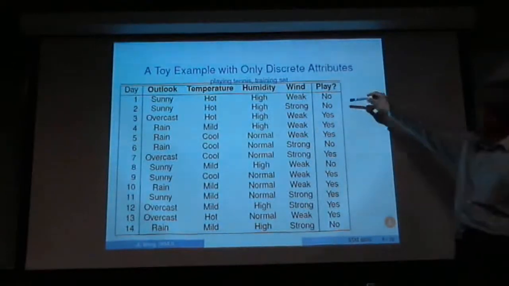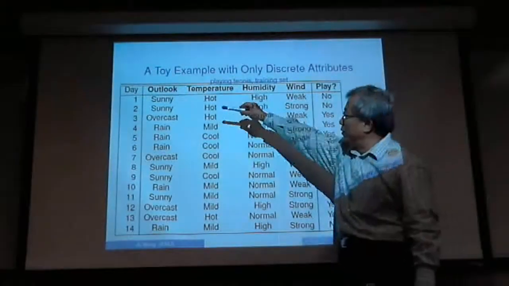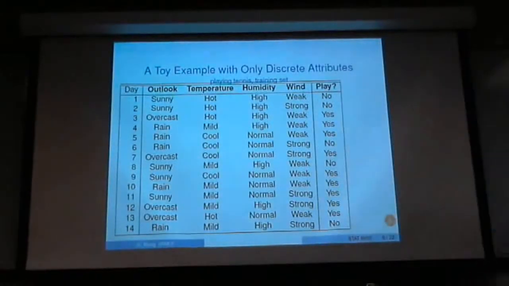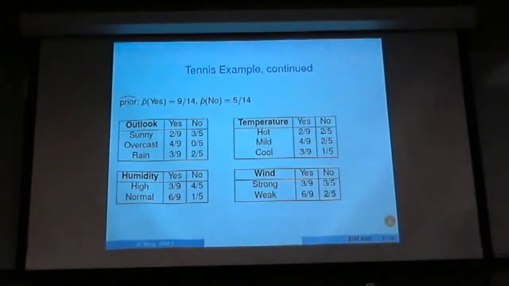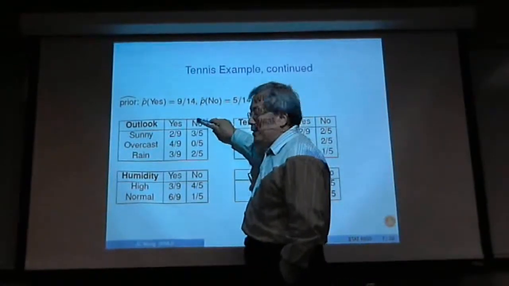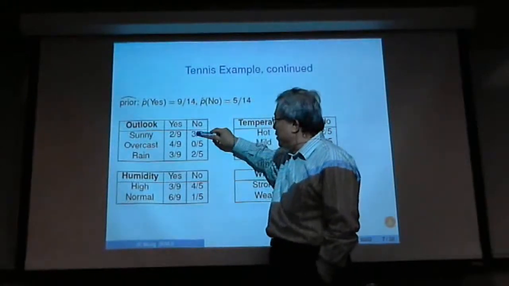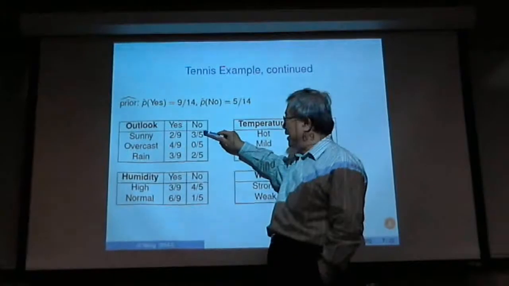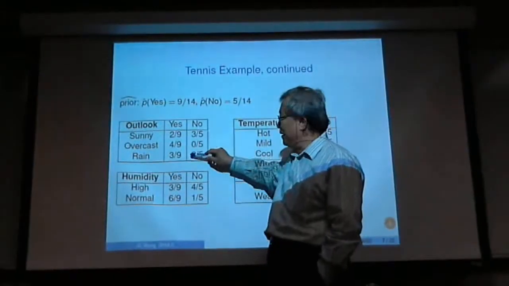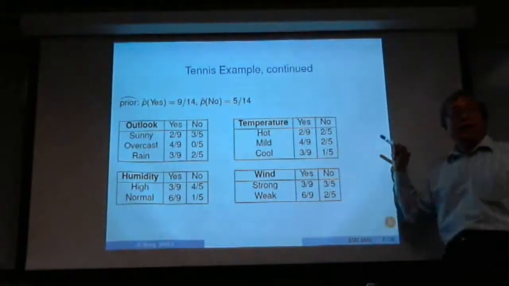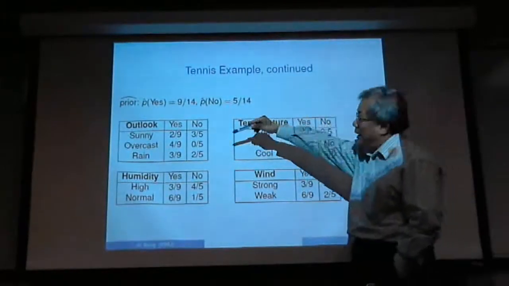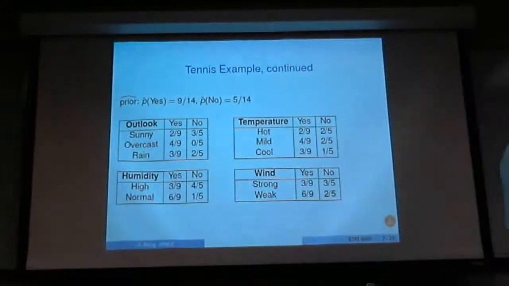There are only 5 nodes, and out of these 5, 3 are associated with sunny, so it's 3 out of 5, and the rest are similar. That's how you estimate this value. Under the class no, we have 3 sunny days, 0 overcast days, and 2 rainy days, and do likewise for other variables and for the other class as well. There are a total of 9 yeses, and out of these 9, 2 are associated with sunny days, 4 overcast, and 3 rainy. That's how you get an estimate.